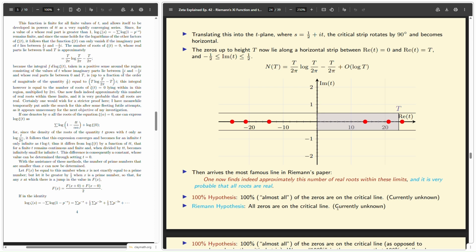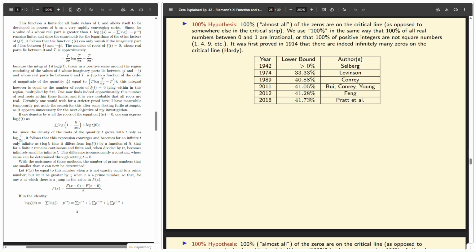Okay, so if you've been following so far, you might be wondering what's the difference between these two sentences. The red sentence says 100% of the zeros are on the critical line, and the blue sentence says all the zeros are on the critical line, but don't these mean the same thing? Why would Riemann phrase these as two different things? The answer is that 100% in math doesn't mean the same thing as all. You have to be very careful in things like this, in probability theory or number theory, and I'm sure many other fields of math as well.